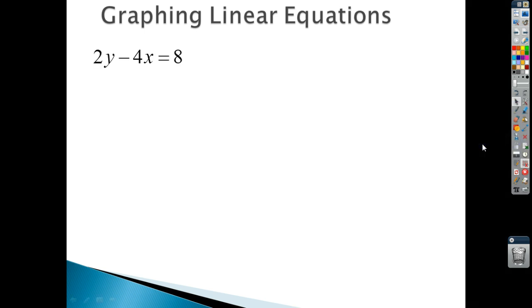Okay, so here's another one. Why don't you go ahead? You try this one now. Try making an input-output table and try creating points. I wouldn't graph it yet, just in case you get the points wrong, but just create the points. All right, go.